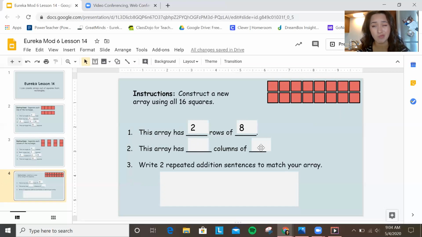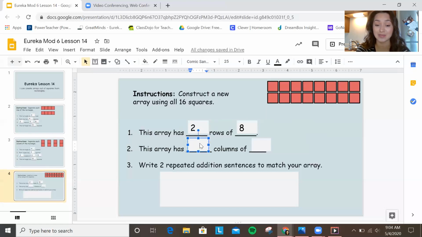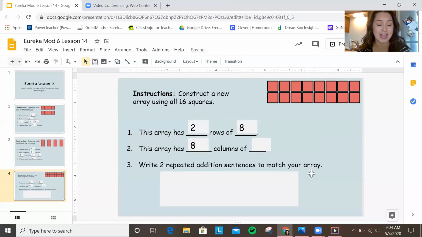This array has blank columns of blank. Which way do columns go? Up and down. How many columns do I have? Let's count. 1, 2, 3, 4, 5, 6, 7, 8. I have 8 columns. This array has 8 columns of what? How many squares are in each column? Remember, going up and down. How many squares in each column? Let's count. 1, 2. 2 squares in each column.